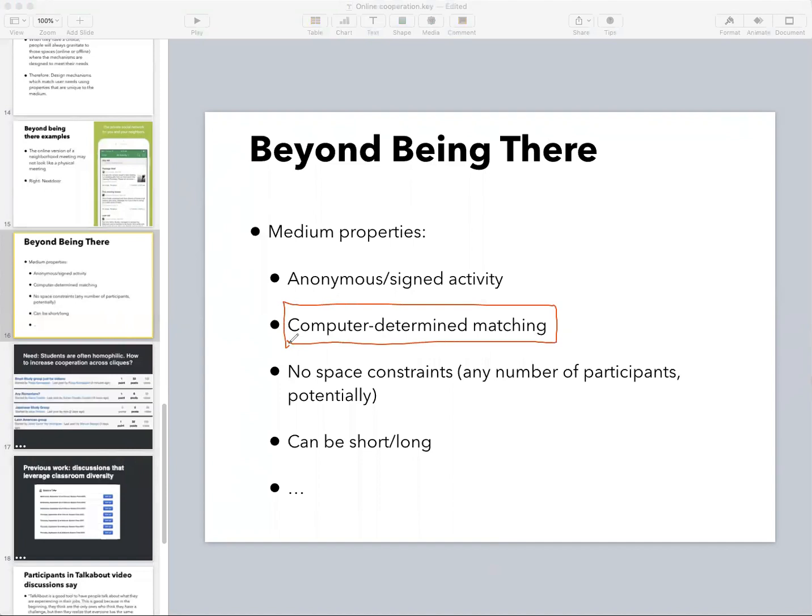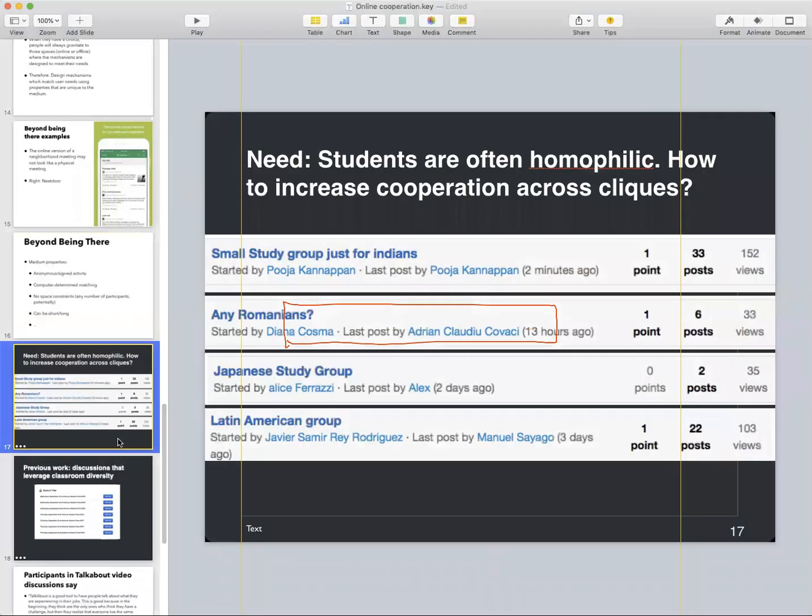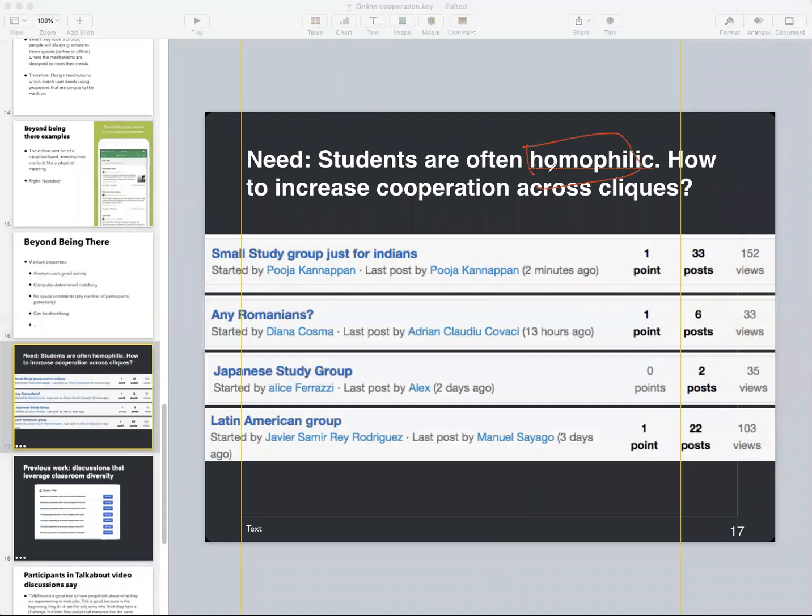So that is a particular property that we used, and we created a system for online Jigsaw in some sense for large online classes. These were classes offered by vendors like Coursera or edX. And the particular problem that we tried to solve was that students in these online classes were homophilic. Homophilic is essentially the fancy way of saying that you like or you're attracted to people like yourself.